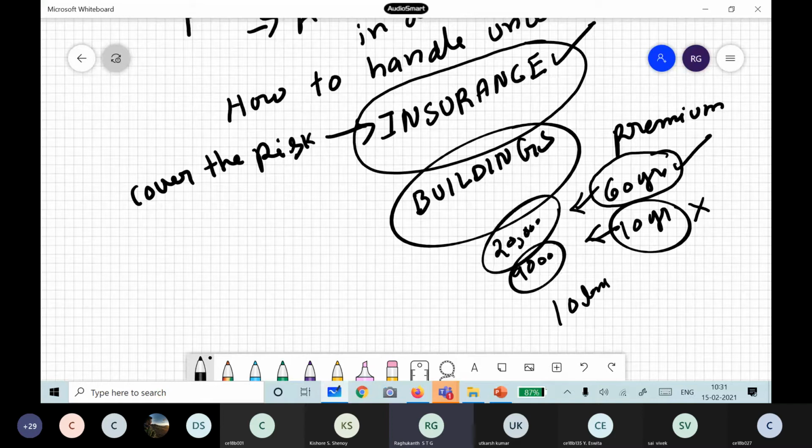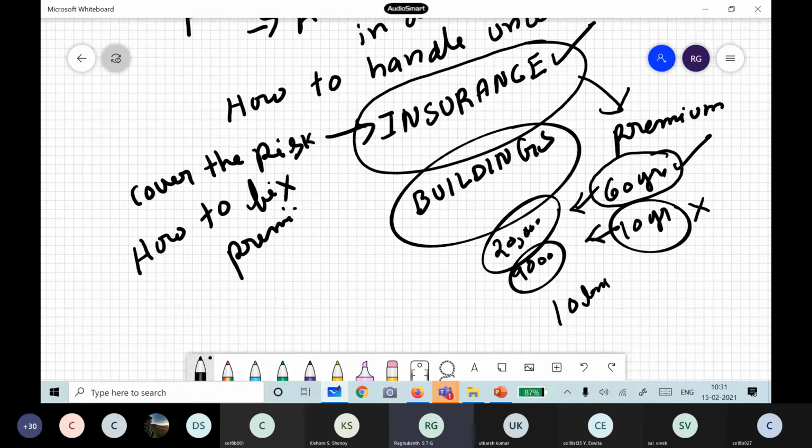So insurance companies charge a premium, even for buildings also. If I want to insure a new, excellently constructed building, my premium will be low. But if I want to insure a 30-year-old building, insurance companies often don't even give it, and if they do, my premium will be extremely high. So how do insurance companies fix these premiums? They have to take a decision on how to fix the premiums.